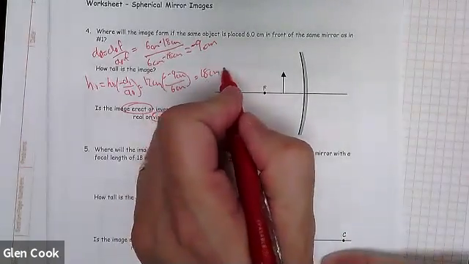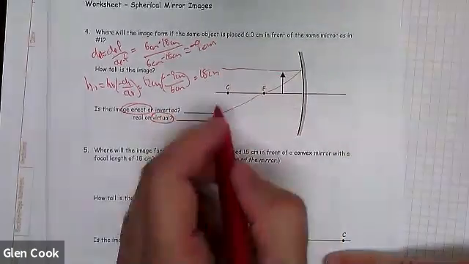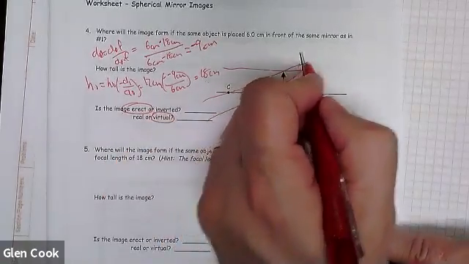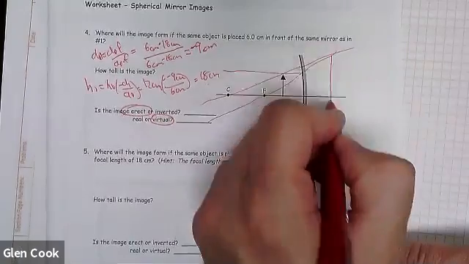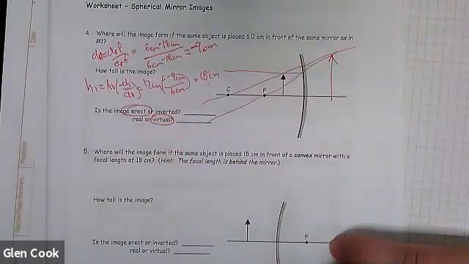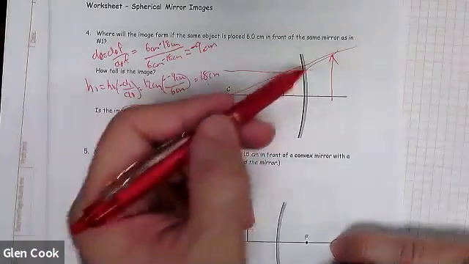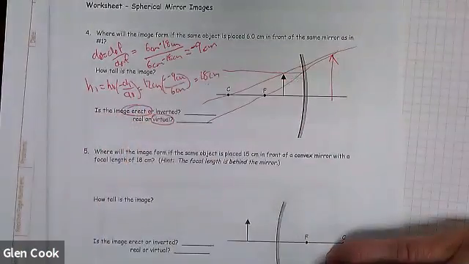And the image, we draw a line in parallel, out through F, in through C, out through C. They diverge out here, so we extrapolate them behind, and the image appears back here. So if they don't cross in real space, then extrapolate the lines behind the mirror and see if they cross there.